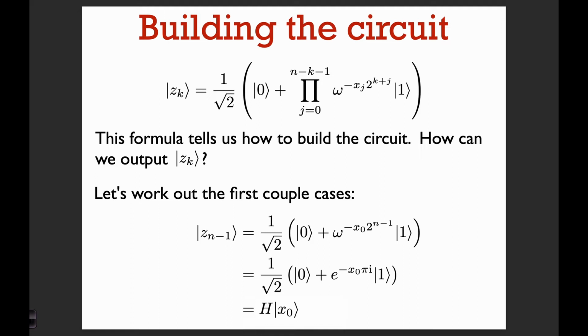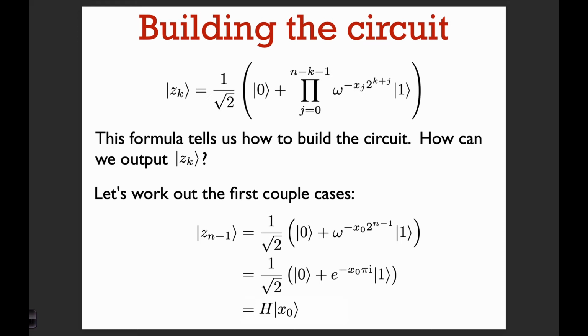When k is n minus 1, this becomes 0 up here, so we're just looking at one term in this product where j equals 0. So this is just omega to the minus x0 times 2 to the n minus 1. Okay, good. So that's what we have written here.